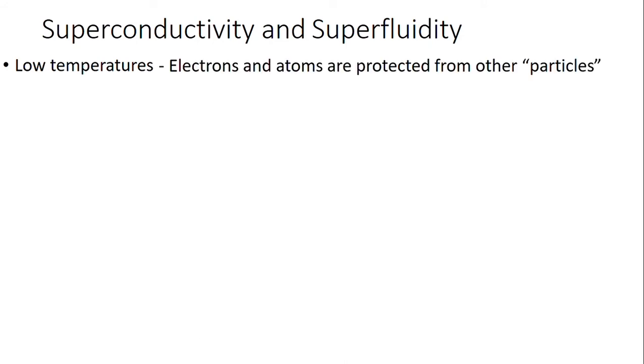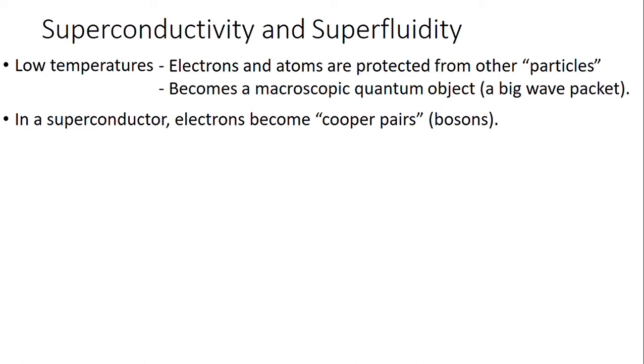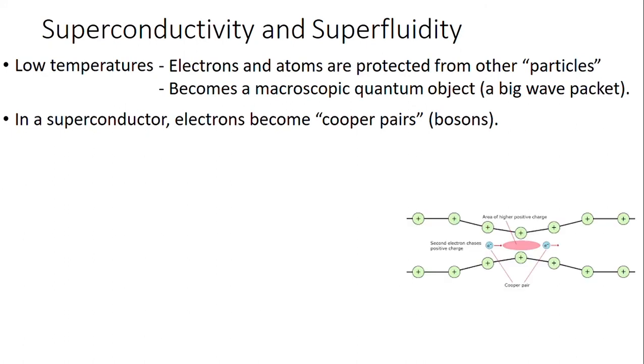Superconductivity and superfluidity are more interesting quantum phenomena. When you get certain objects to low temperatures, the constituent electrons and atoms can be protected from other particles. All the thermal radiation stuff doesn't reach them, and they can relax and basically become one big wave packet, a macroscopic quantum object. The way this happens in a superconductor is the electrons can interact with each other and the positive charges around them and basically become what's known as a Cooper pair.